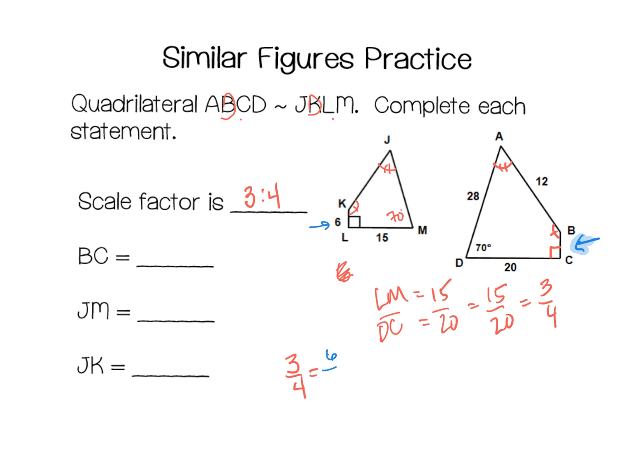So I'm going to do 6 over BC or X, whatever you'd like to call it. So I have 3 times BC is equal to 24. So BC is going to be equal to 8.